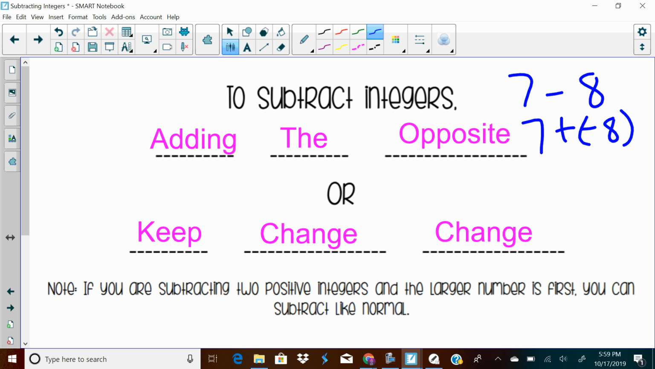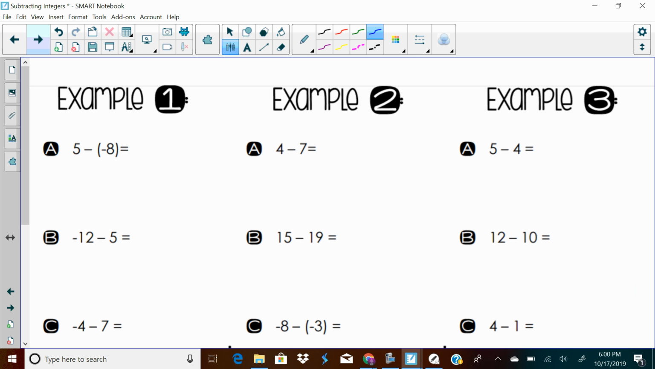Also, a different note, if you're subtracting two positive integers and the larger number is first, you can subtract like normal. So you only have to change it from subtraction to addition if you have negative numbers involved or the number in front is smaller than the second number. Okay, so here's several examples. The first set of examples are all going to change into an addition problem with the same sign.